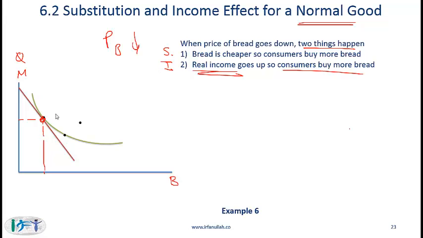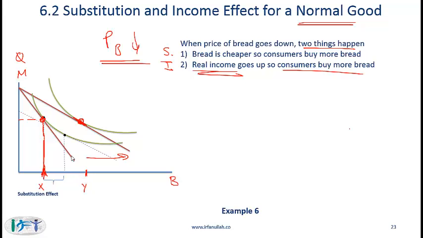Now let's look at what's happening over here. We are saying that the price of bread is down, and as we have seen several times, that means that the budget constraint will shift to the right. We will now have a new tangency point, and clearly we can see that the quantity of bread is going up. So initially we were at this point, let's say this point is X, now we are at Y. So this particular distance between X and Y can actually be broken into two parts, and those two parts come from the substitution effect and the income effect.